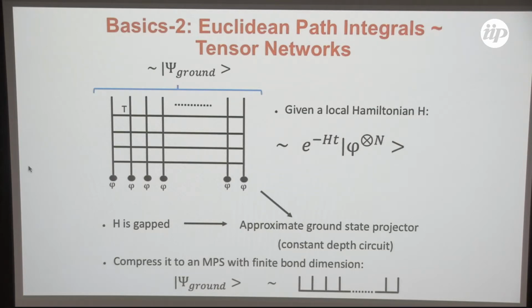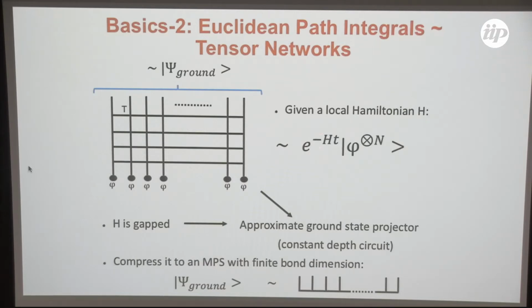I guess this slide is also not the best slide for this audience, but anyway, the aim is actually to find the ground state of a given Hamiltonian. Say we have a local Hamiltonian, and let's assume it's gapped. So there's a gap between the ground state energy and the first excited state. Now imagine that we apply e to the minus Ht. So we try to understand this e to the minus Ht.